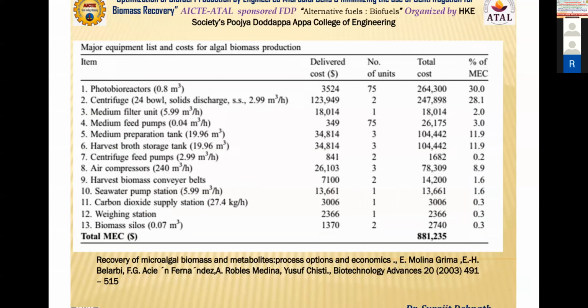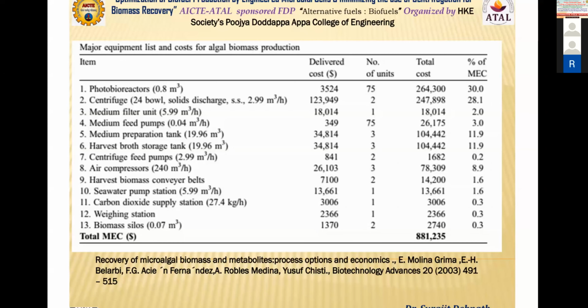$1,23,949. Okay, the overall cost is $2,47,899.98. The percentage of MEC, the total cost, is approximately 28%. Out of the overall 100, 28% of the cost goes to centrifugation. So we must definitely see to a point where you can minimize it. That we are doing in our lab in a very significant way.